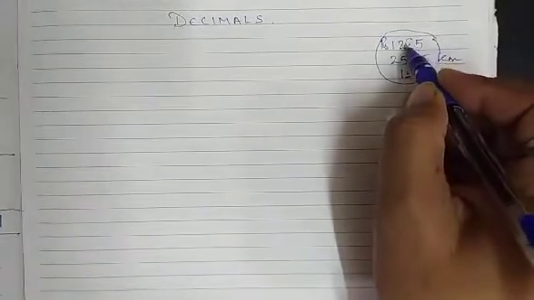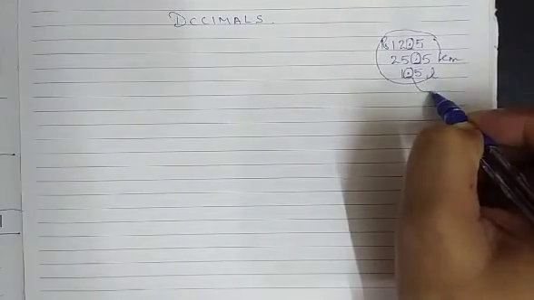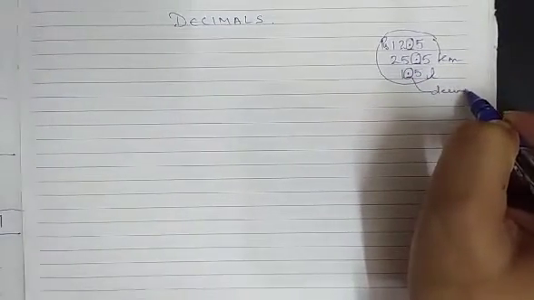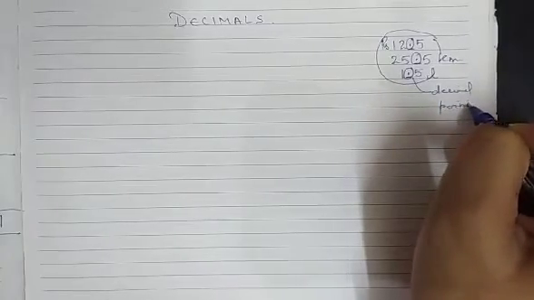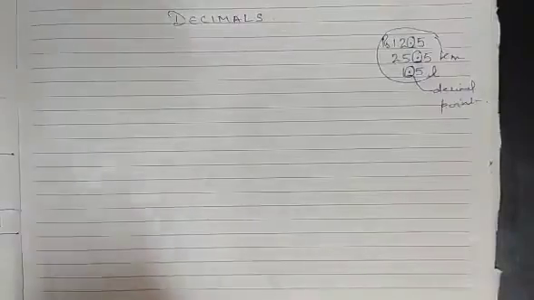This dot is called the decimal point. What is called a decimal point? Clear? Let's talk about some basics.